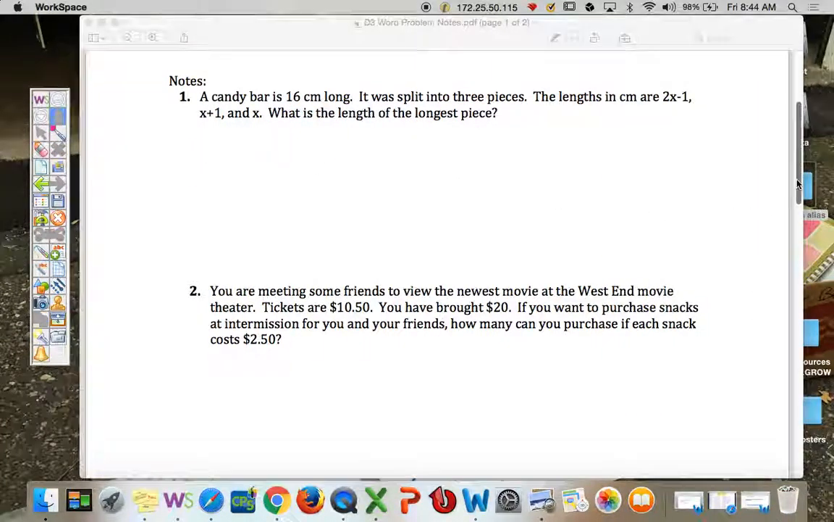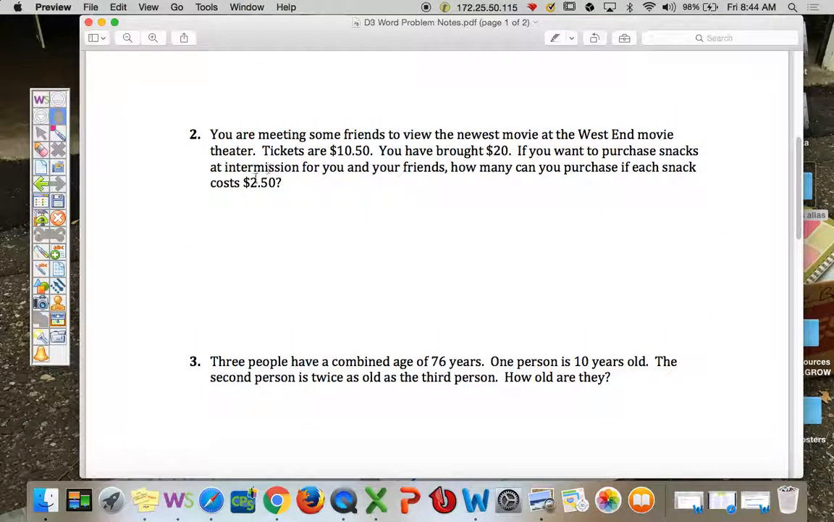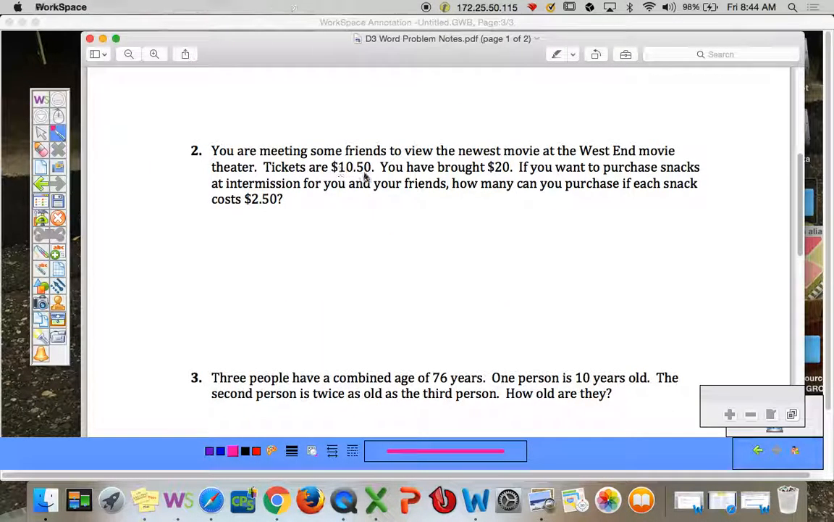You're meeting some friends to view the newest movie at the West End Movie Theater. The tickets are $10.50. You have brought $20. If you want to purchase snacks at intermission for you and your friends, how many can you purchase if each snack is $2.50?